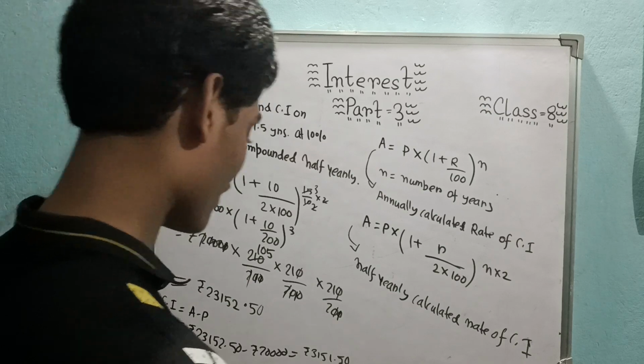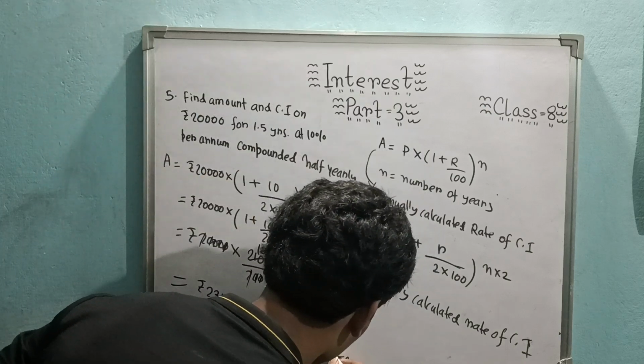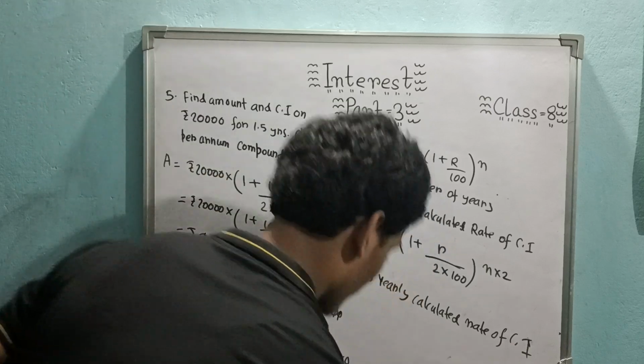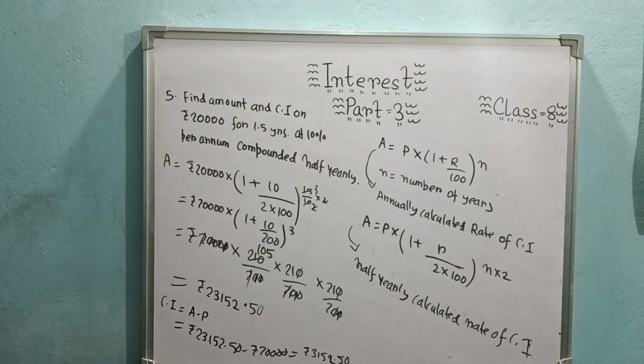Unfortunately, I made a mistake. It's 3152.5. See, calculations can go wrong. But the sum's process didn't go wrong. Anyway, this is perfectly correct.